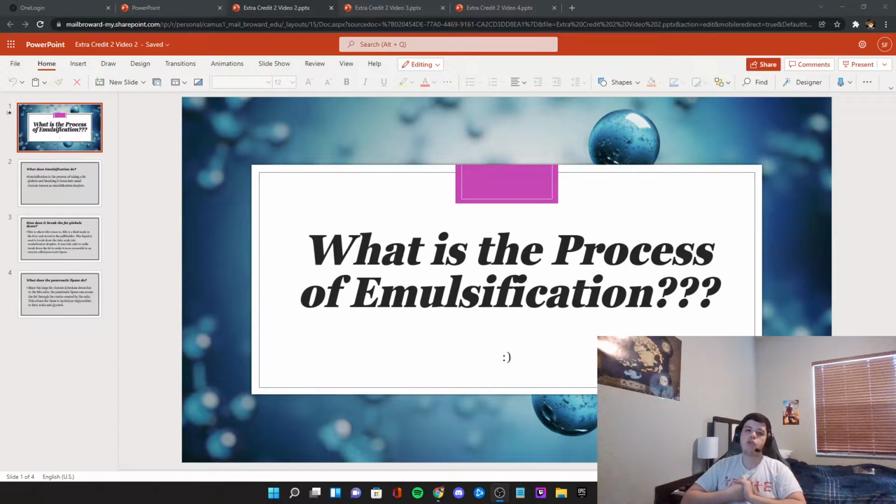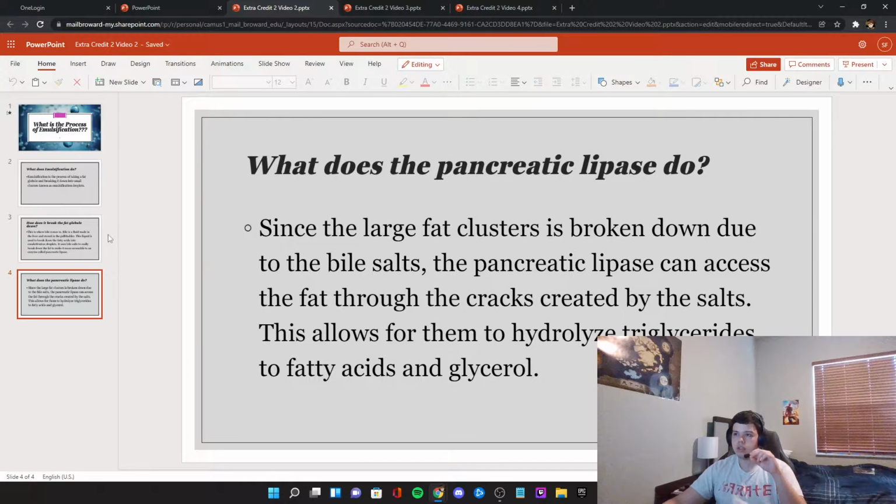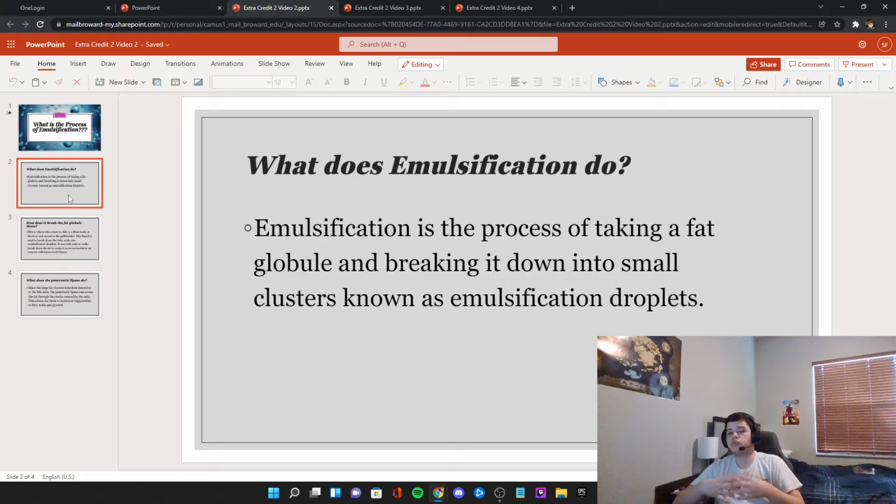In this one, I will be talking about the process of emulsification. So, what is emulsification? Emulsification is the process of taking a fat globule and breaking it down into smaller clusters so that pancreatic lipase can actually access it and help tear it down and convert it to proteins and minerals so our body can digest it.